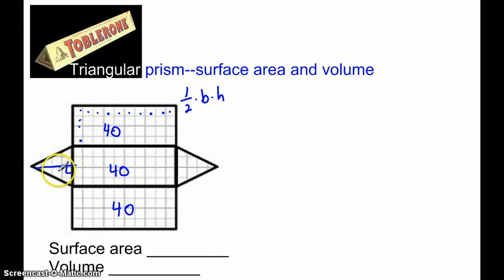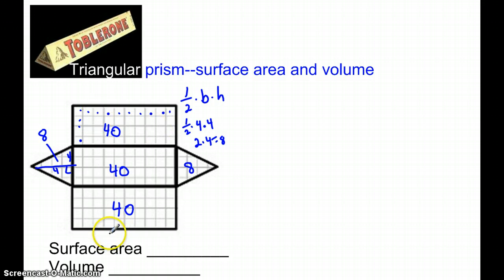1, 2, 3, 4, for the base. And if we plug in these numbers, 1/2 of the base times the height, 1/2 times 4 times 4. 1/2 of 4 is 2. 2 times 4 is 8. So this triangle will be 8 units, and this triangle will be 8 units.